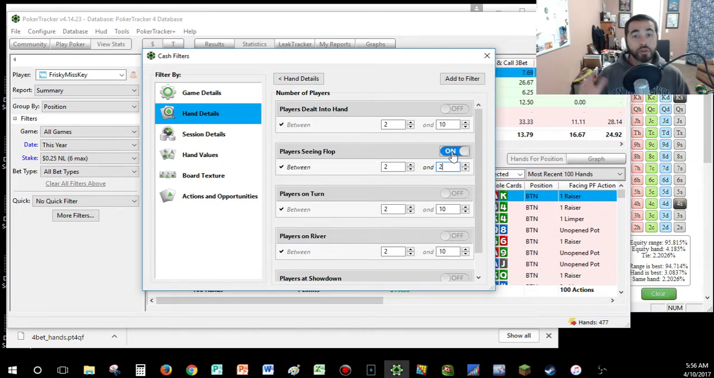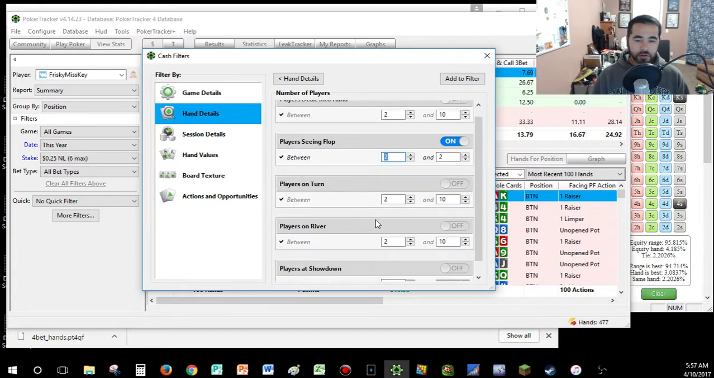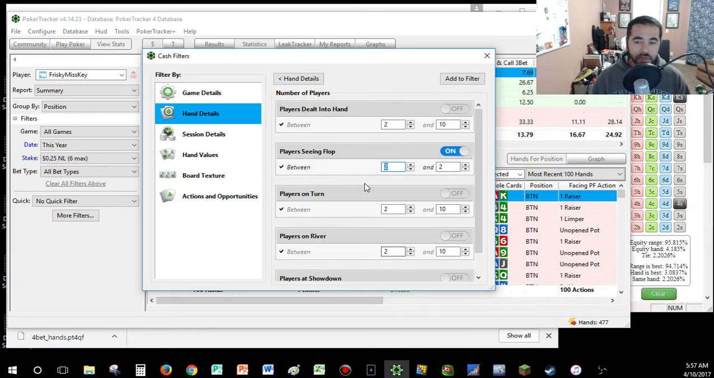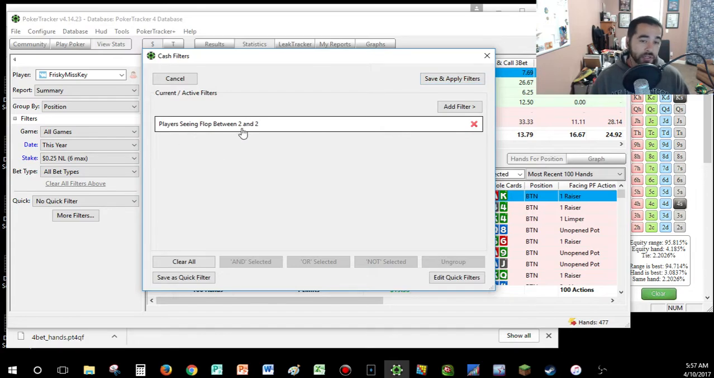Now that's going to show you all the times where you were in the pot versus one other player. And if you want to look at multiple ways, you could do 3 and 3. You can even see on the turn and river players at showdown how many players, but we just want to see heads up pots right now. So players seeing the flop between 2 and 2.